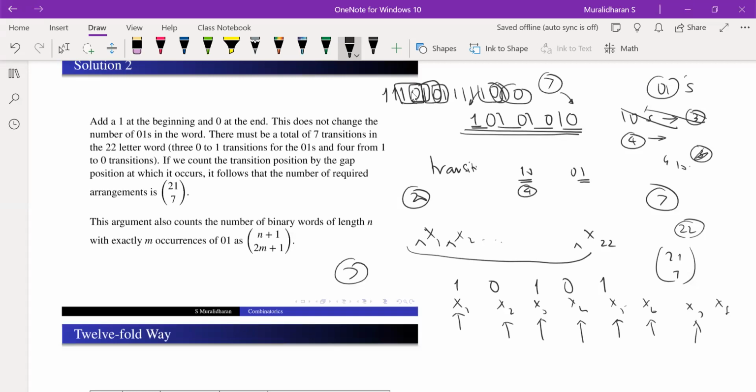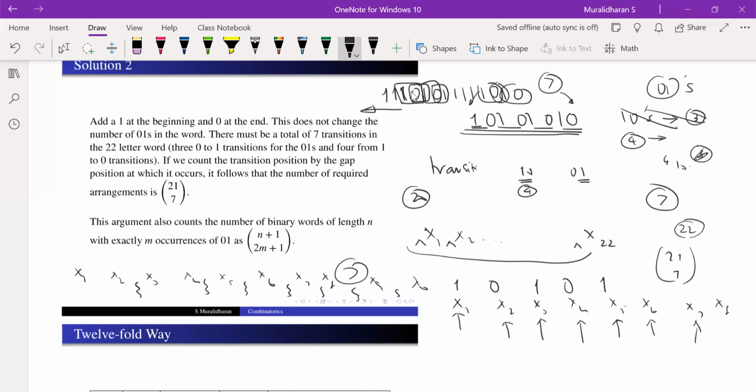There are 7 transitions. Once I say that these are the transitions, the first transition has to be 1 to 0 because I added a 1 here. So all the previous ones have to be 1, the next has to be 0, and up to the next one it will be 0. Suppose I have x1, x2, x3, x4, x5, x6, x7, x8, x9, x10. I know the transitions happen here, here, here, here, here, and here.